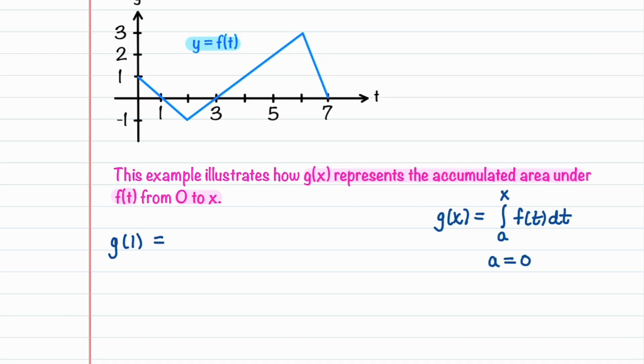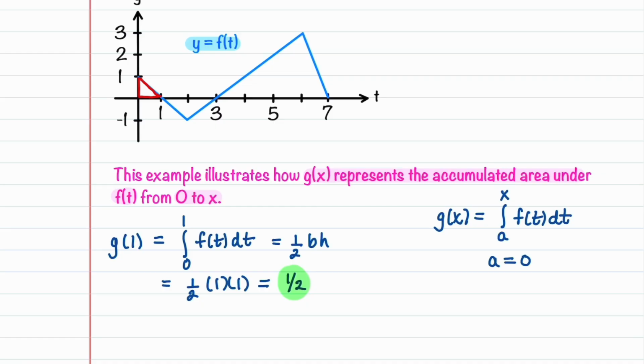Let's start by finding g at 1. All we have to do is replace x with 1. So this is the integral from 0 to 1 of f of t dt. If we look up at our graph, the integral from 0 to 1 of f of t dt is this area right here. It is a triangle, so we can write our answer as 1/2 the base times the height. Let's see what that is. This is 1/2, our base is 1, and our height is 1, so we get the value 1/2. So g of 1 is equal to 1/2.